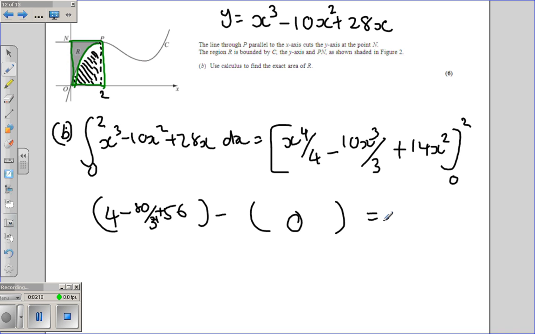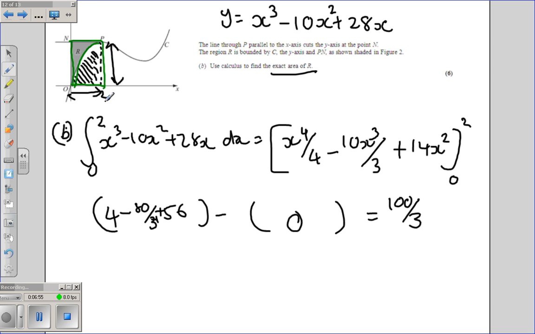So on a calculator, I'm going to type in 4, subtract 80 over 3, add 56, and I get 100 over 3. I'm going to keep it as a fraction because it says find the exact area of R, so I'm not going to get any recurring decimals or anything. So that is that area here. So we now need the area of the rectangle. Now rectangle is just length times width. The problem here is we don't know the width. We don't know how high that rectangle is.